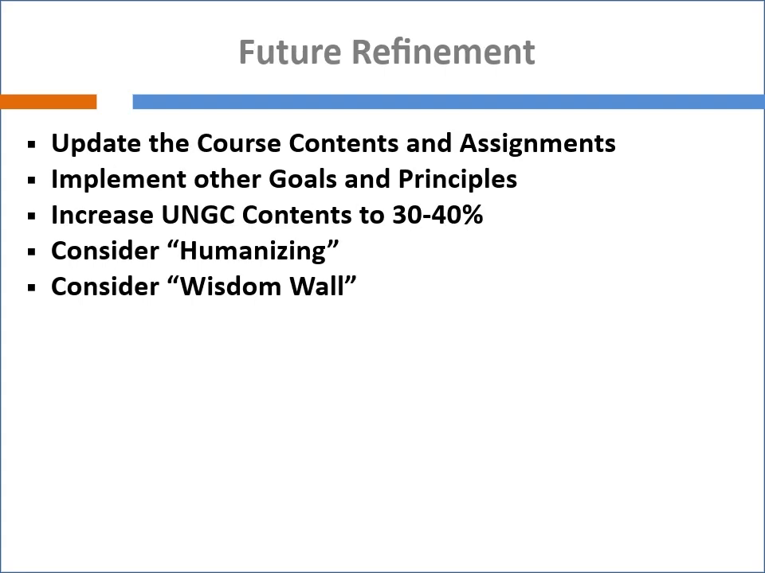Also in future, I will update the course contents and assignments. I will implement other goals and principles if possible. I would like to increase the UNGC contents to 30 to 40%. And I will consider the humanizing aspect of the pedagogy and the learning and teaching approach. And also I will consider something like a wisdom wall.